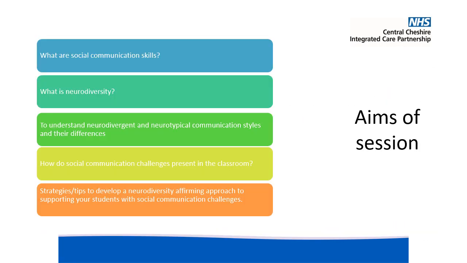The aims of today's session are as follows. We aim to cover what social communication skills are and what neurodiversity is. We aim to understand neurodivergent and neurotypical communication styles and their differences. We aim to cover how social communication challenges present in the classroom and to give some strategies and tips to develop a neurodiversity affirming approach to supporting your students with social communication challenges.